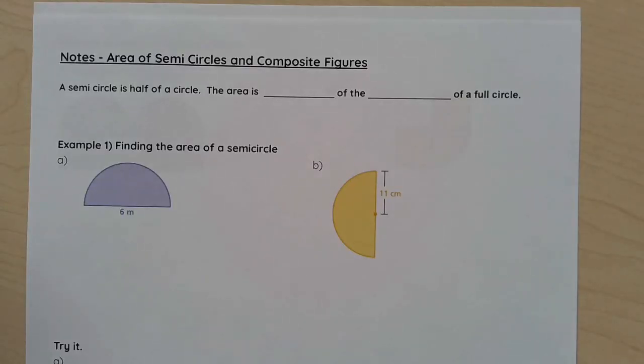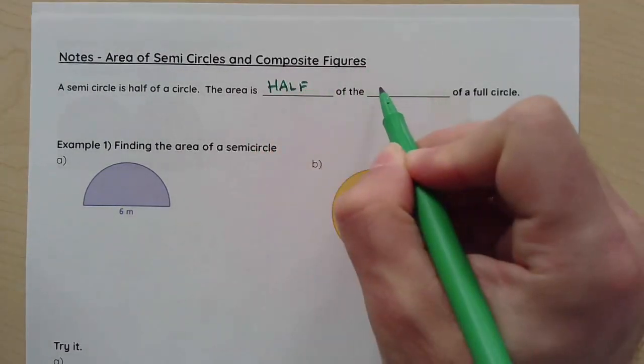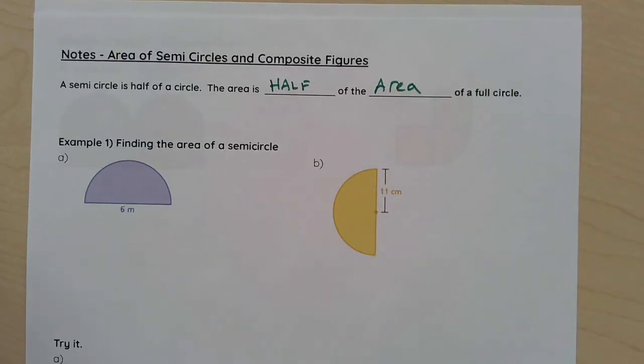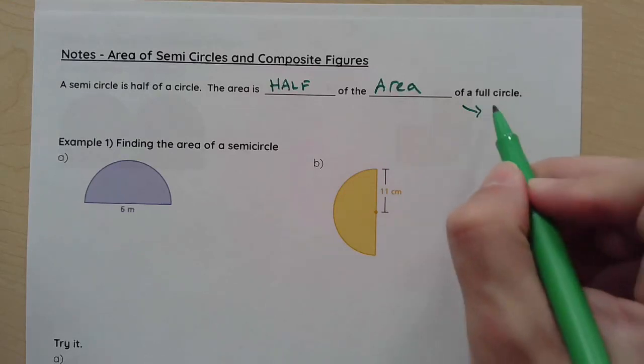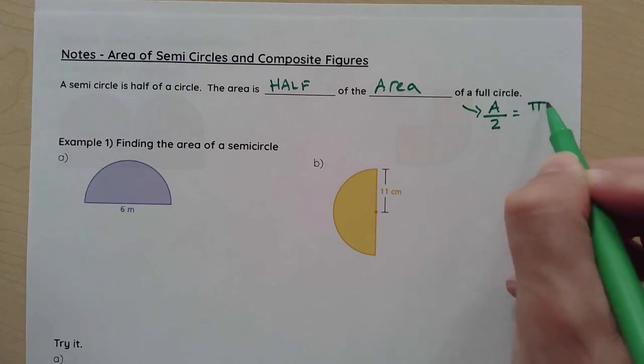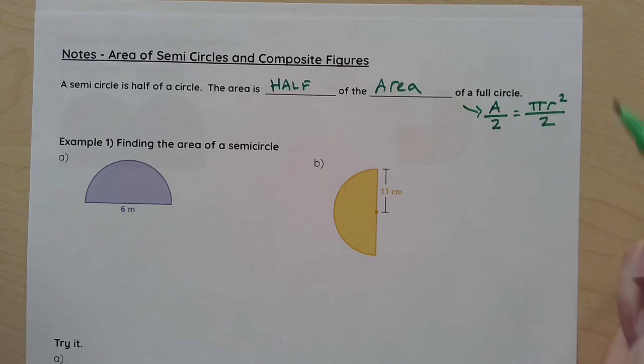In this video, we're going to look at finding the area of a semicircle and composite figures. So again, it's going to be half of a circle. A semicircle, to find the area of that semicircle, the area is half of the area of a full circle. So if we think of formula-wise, I want the area divided by 2, which would be pi r squared over 2. Now we don't have to memorize this.